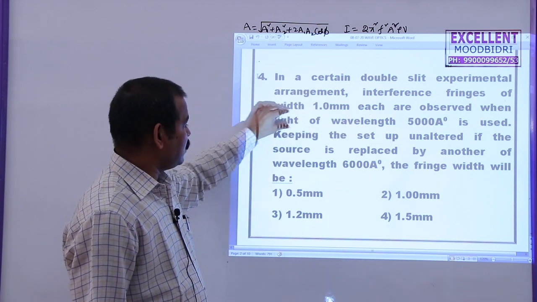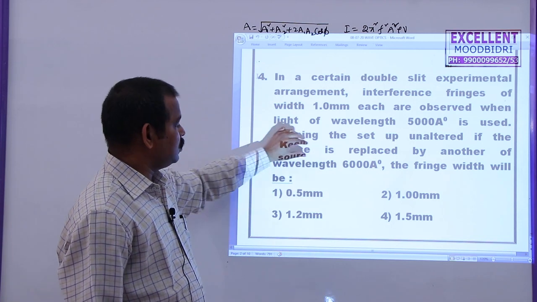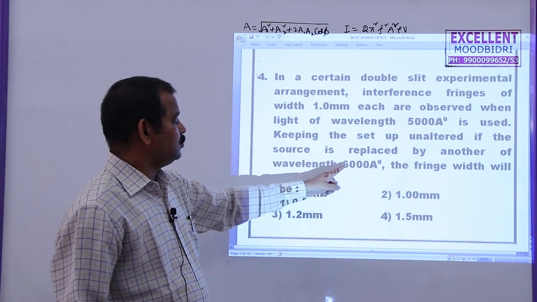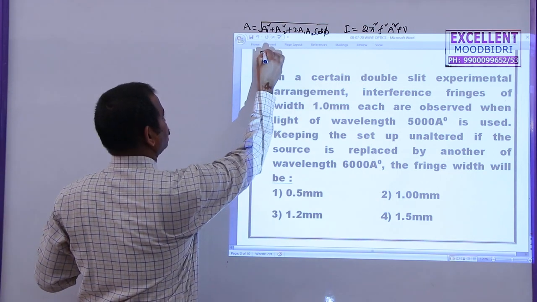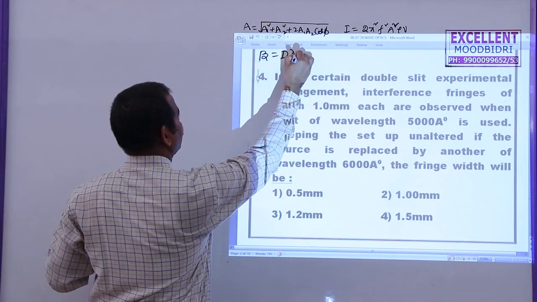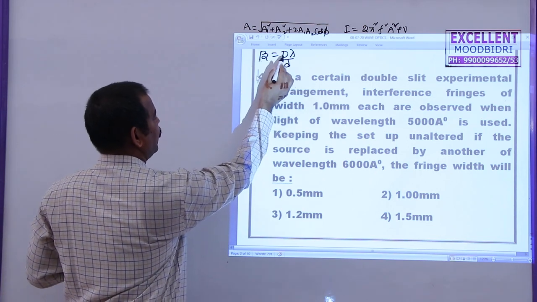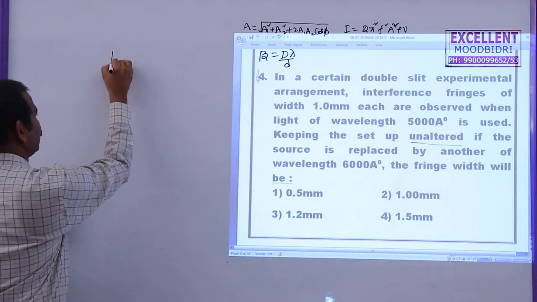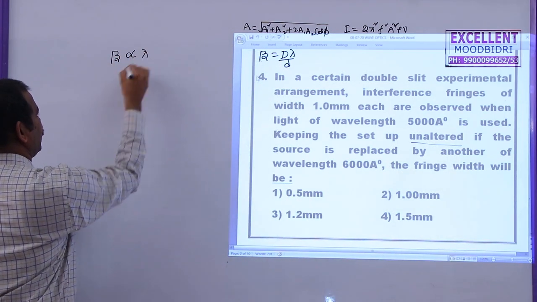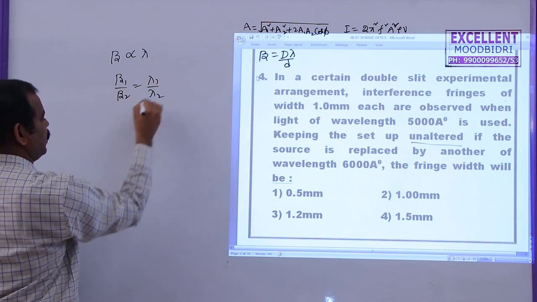are observed when light of wavelength 5000 is used. Keeping the setup unaltered, if the source is replaced by another of wavelength 6000, the fringe width will be. The fringe width in Young's double slit experiment is given by capital D lambda by small d. So beta is directly proportional to lambda, and capital D, small d are unaltered. They are not changed. So what can we write? Beta is directly proportional to lambda. So beta 1 by beta 2 is equal to lambda 1 by lambda 2.